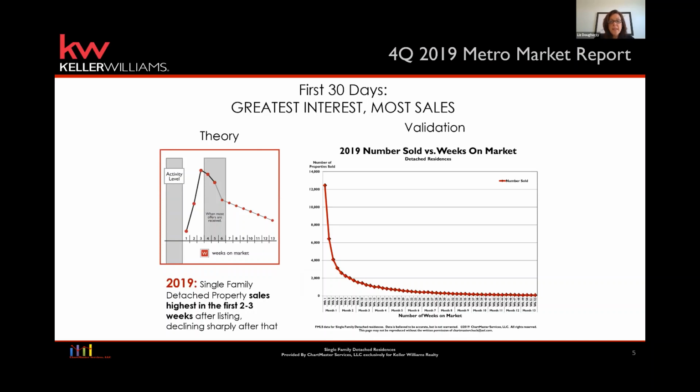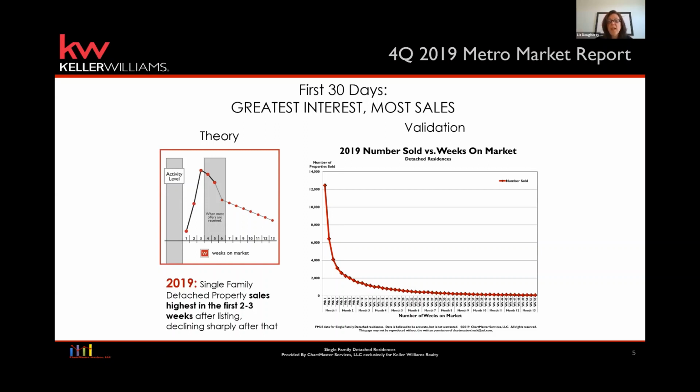And this is another one that's important. We all know that sometimes sellers think, well, the longer I keep it on the market at a high price, I'll eventually find someone that will want to pay that price. So over here we have the theory that a lot of people have, and it is false and proven factually in this chart right here.